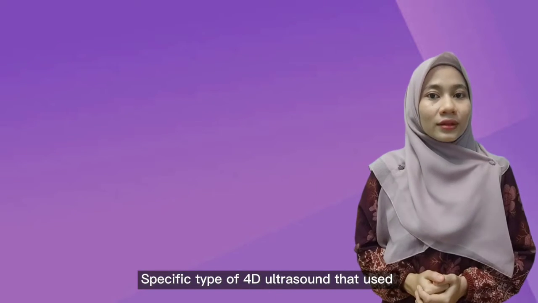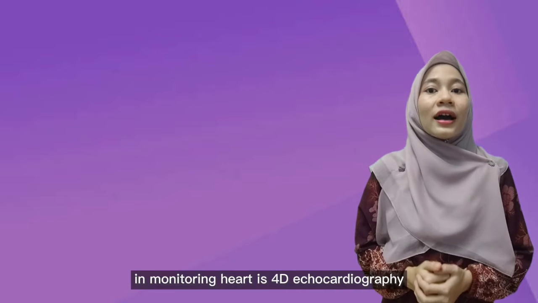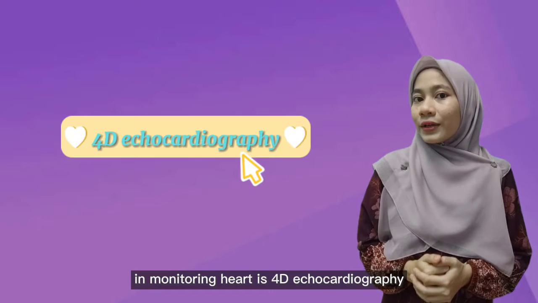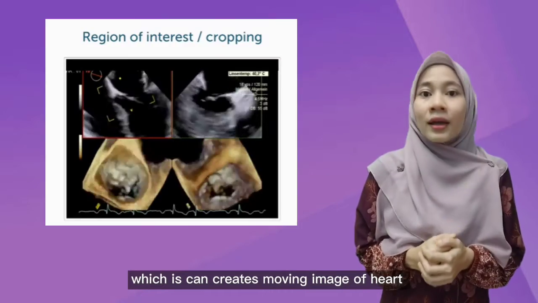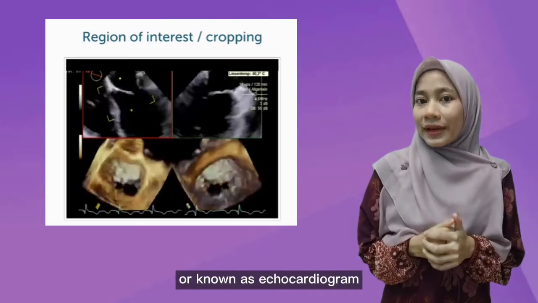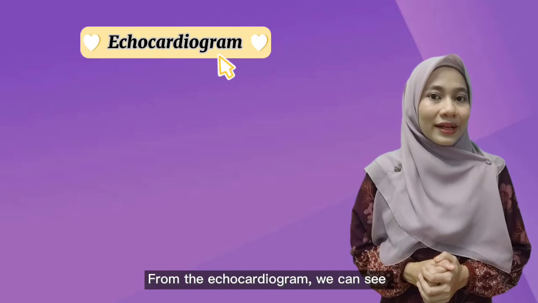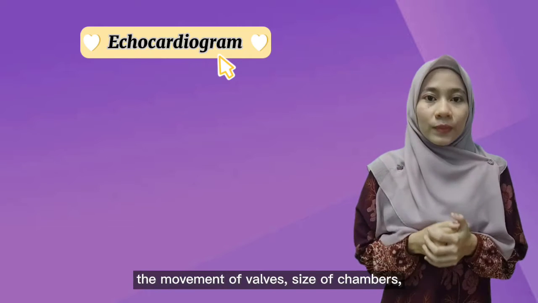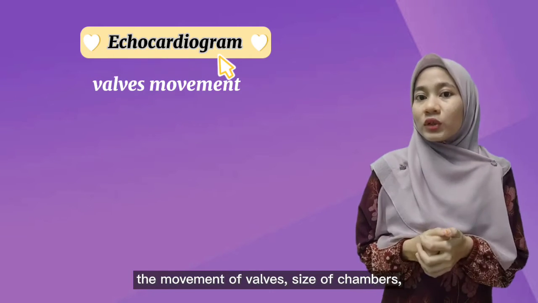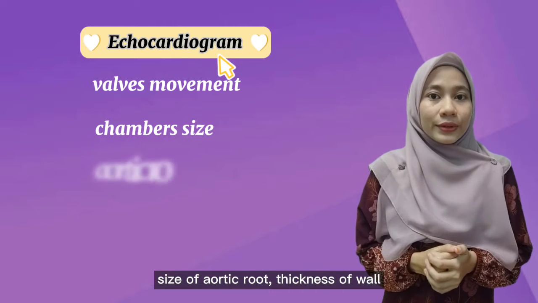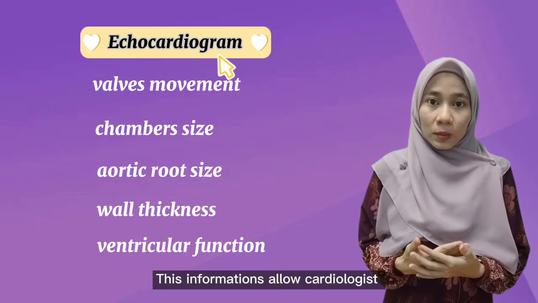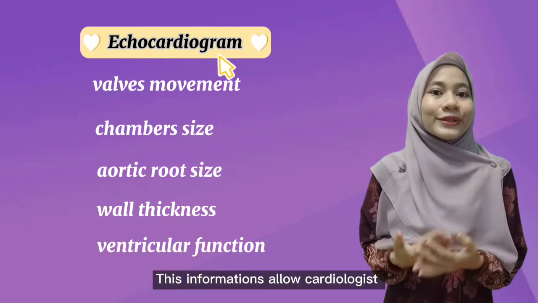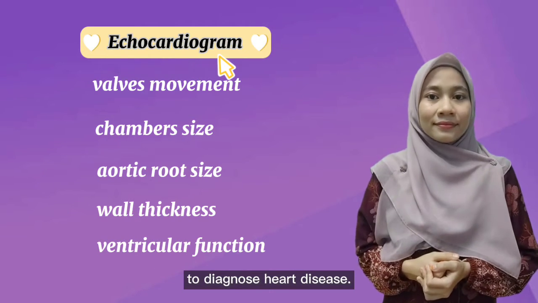The specific type of 4D ultrasound used in monitoring the heart is 4D echocardiography, which can create a moving image of the heart, known as an echocardiogram. From the echocardiogram, we can see the movement of valves, size of chambers, size of the aortic root, thickness of walls, and function of the ventricle. This information allows cardiologists to diagnose heart disease.